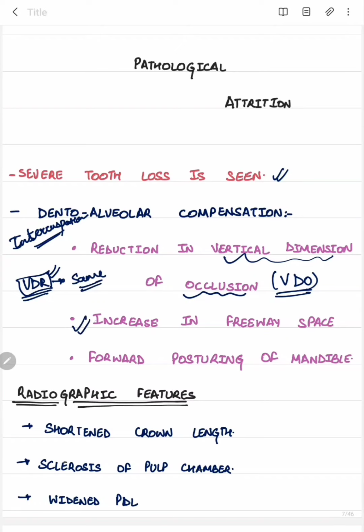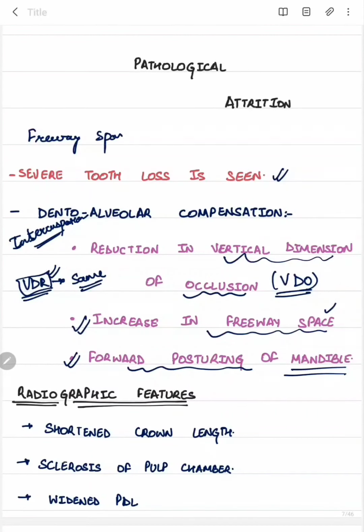Secondly, there would be an increase in freeway space, and thirdly, there may occur forward posturing of the mandible in severe conditions, right? I hope you know what is freeway space. So freeway space is basically the difference between vertical dimension of rest and vertical dimension of occlusion, right?